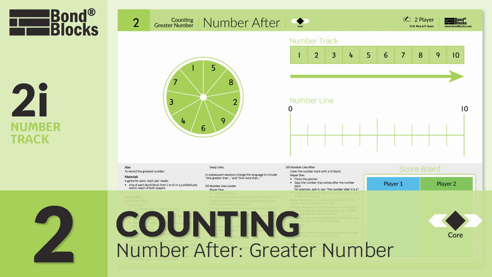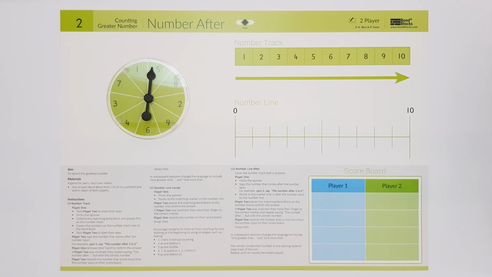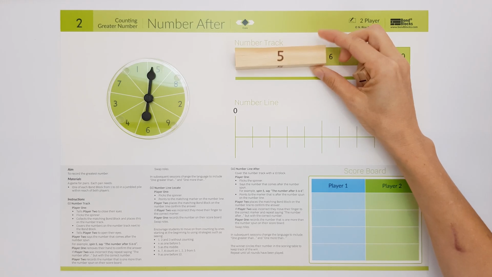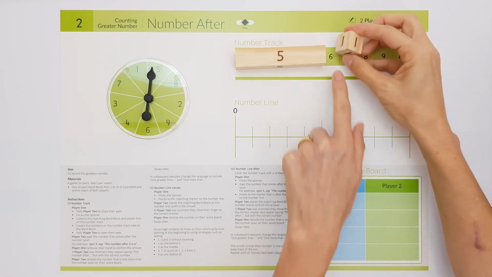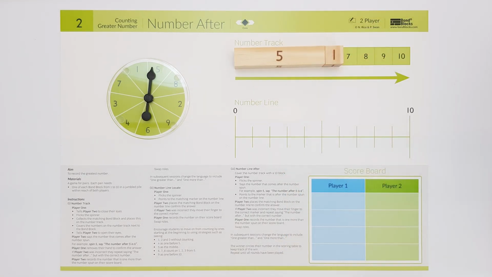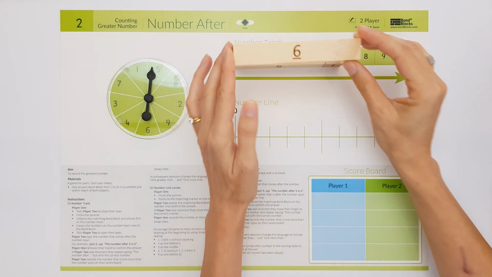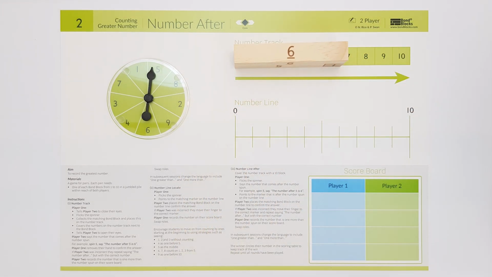Welcome to Activity 2. In this activity, we will be developing fluency, identifying the number that comes one after a number. For example, the number 1 after 5 is the number 6.